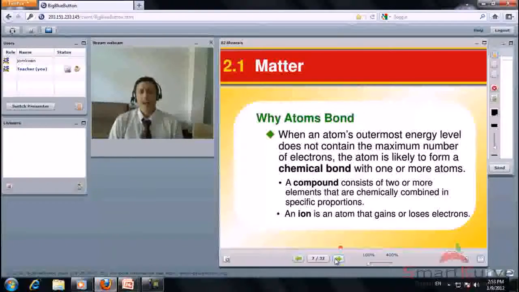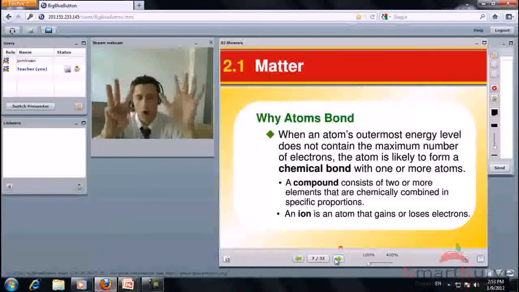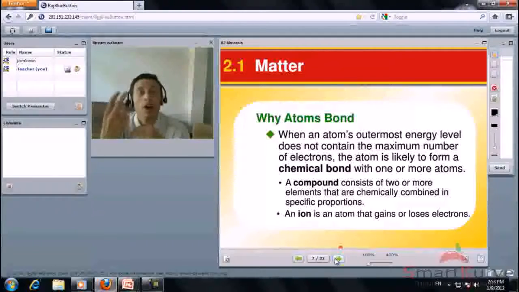However, that second shell can actually hold 8 electrons. So in oxygen, there are 6 electrons in a shell that can hold 8, meaning that there is room in that second shell for 2 more electrons. And that's why oxygen forms a bond with 2 atoms of hydrogen.